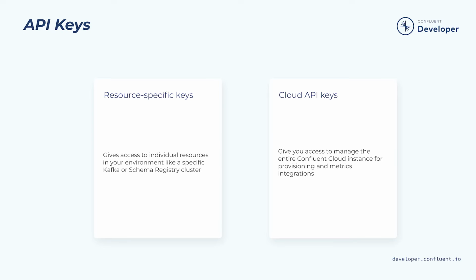Resource-specific API keys give access to individual resources in a particular environment. An environment is a collection of Kafka clusters and deployed components such as Connect, KSQLDB, and Schema Registry. An organization can contain multiple environments. You might have different environments for different departments or teams, for example, all belonging to the same organization. The second type of API key are cloud API keys, which allow you to grant access to manage the entire organization's Confluent Cloud instance and environments, or just a single environment, depending on how you configure it with RBAC.